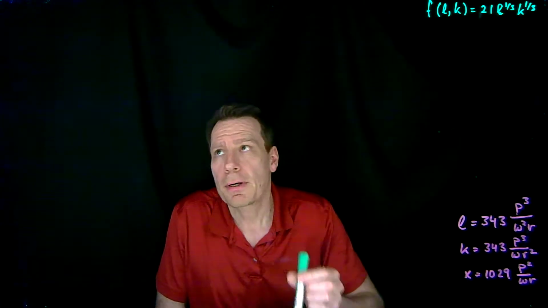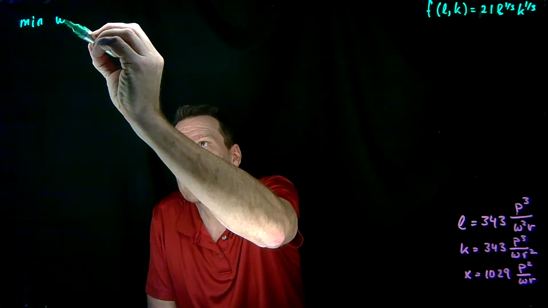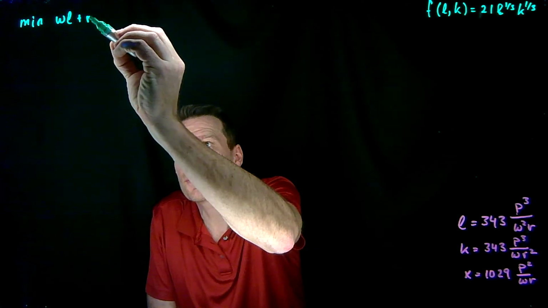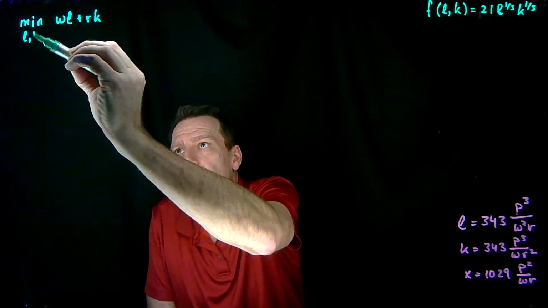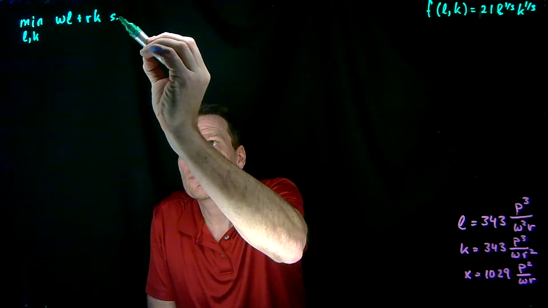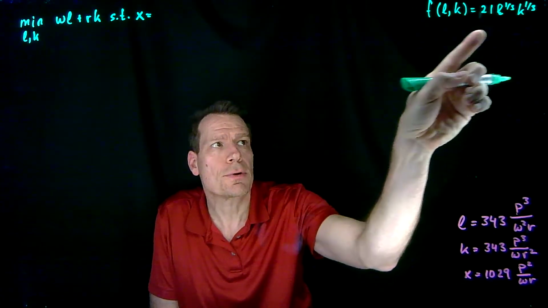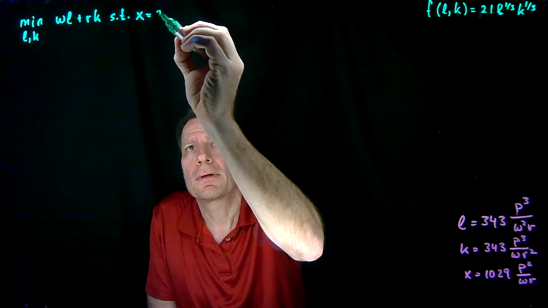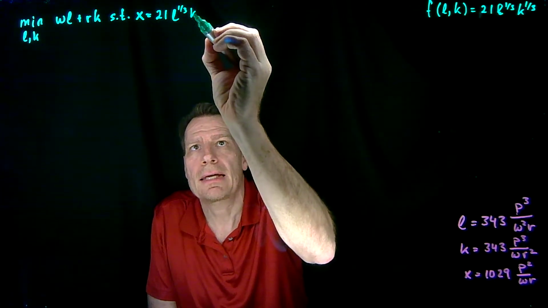So in the first step, we ask, what's the minimum cost, where the cost is our labor cost plus the cost of capital, that we incur if we choose the right level of labor and capital, and we try to reach a certain level of output x, where x has to result from this production function. So it's equal to 21 times L to the 1/3, K to the 1/3.